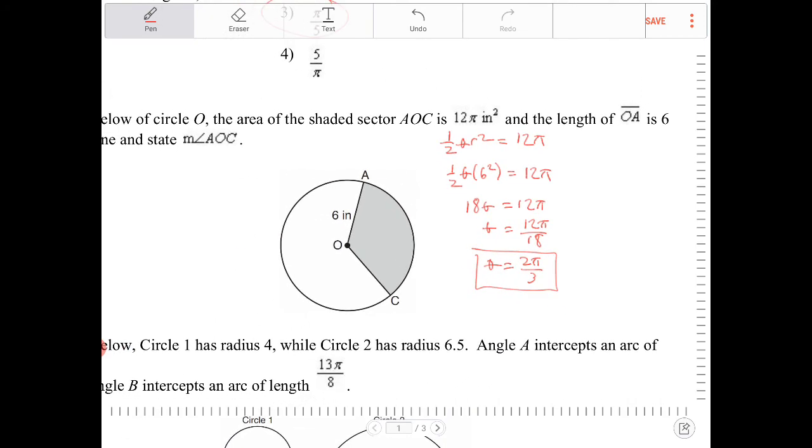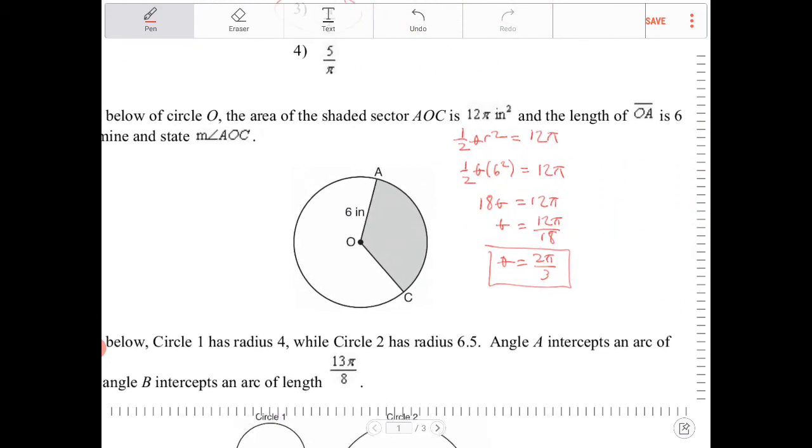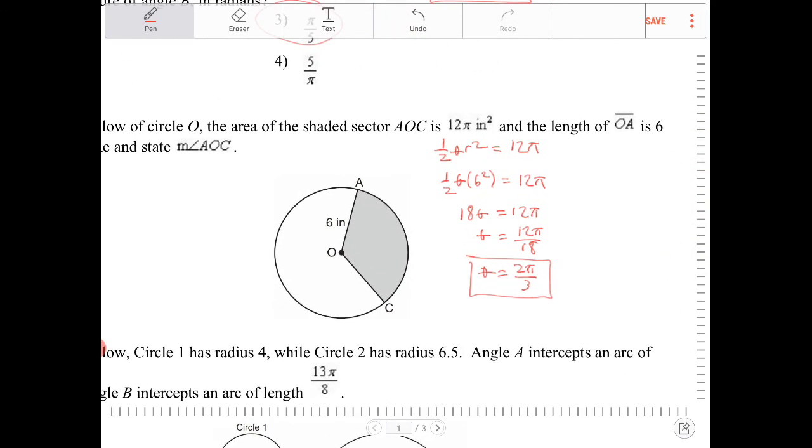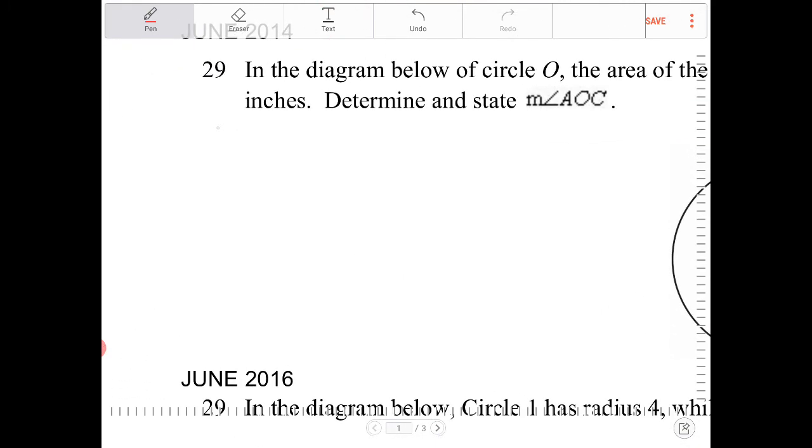You'll actually end up with a very similar answer if you were working in degrees. You'll end up with 120 degrees. I'll go over that as well, just to show you how sometimes working in radians is way simpler, okay? So anyway, we don't know what theta is, so let's work with this formula, theta over 360 times pi r squared, and this is equivalent to 12 pi.